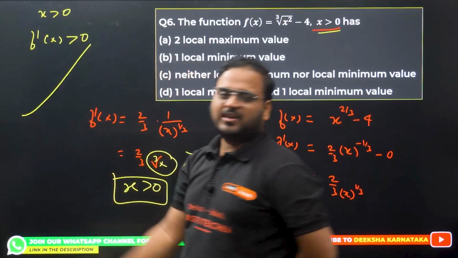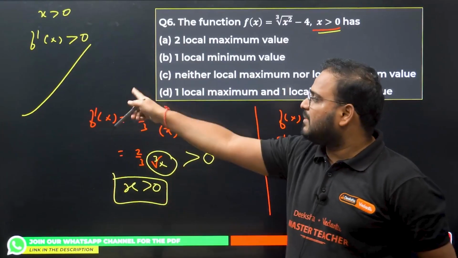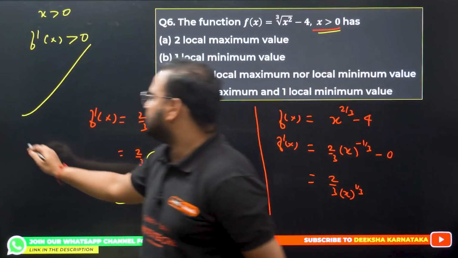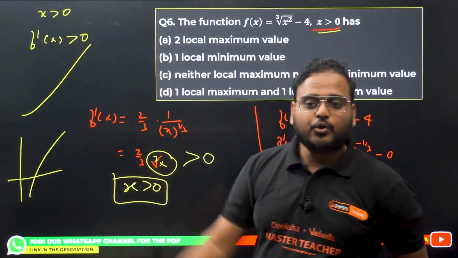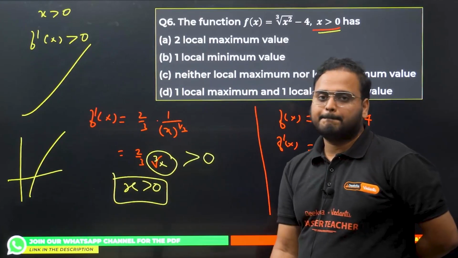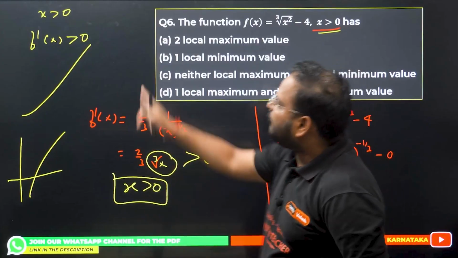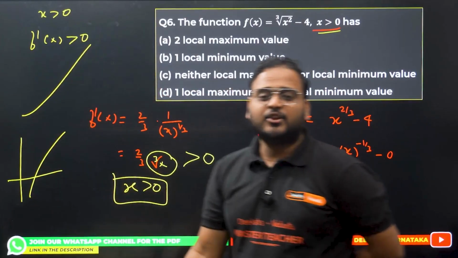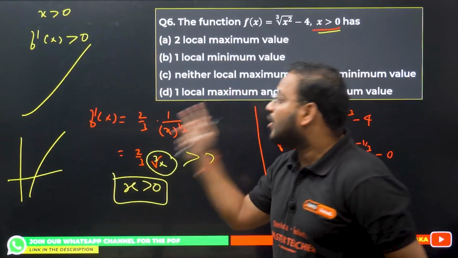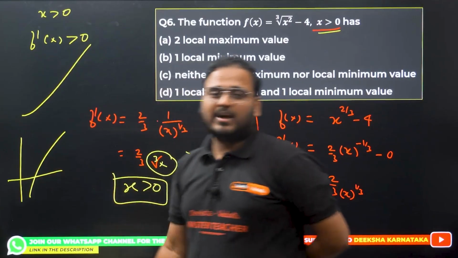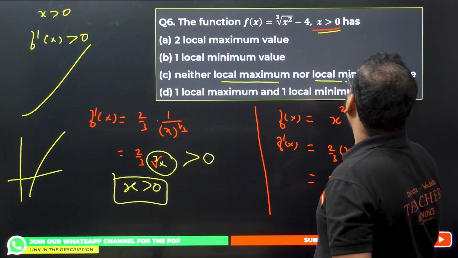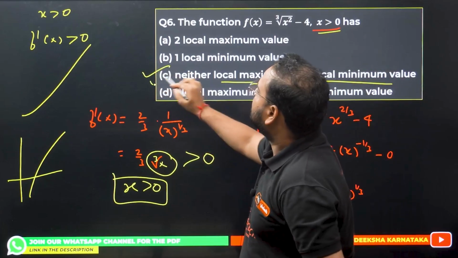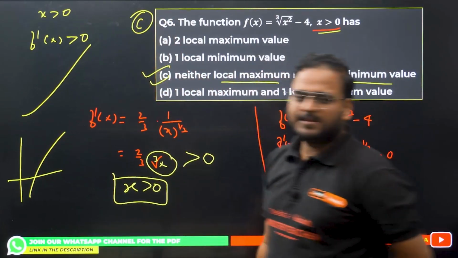Can you get an extreme point in this? Can you get a minimum or maximum in this? If you have a graph like this, always increasing, do you have a maxima minima over here? No. If the function is of only one nature, always increasing, then you cannot have maxima and minima. It means neither local maxima nor local minimum value. Option C is correct. Clear?